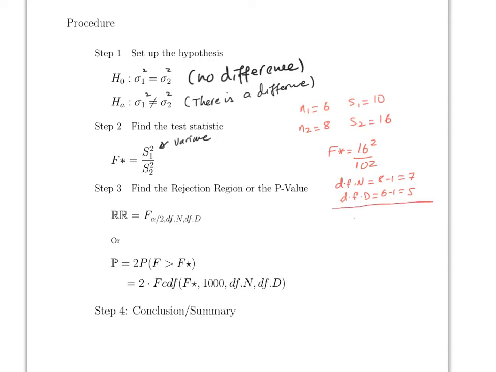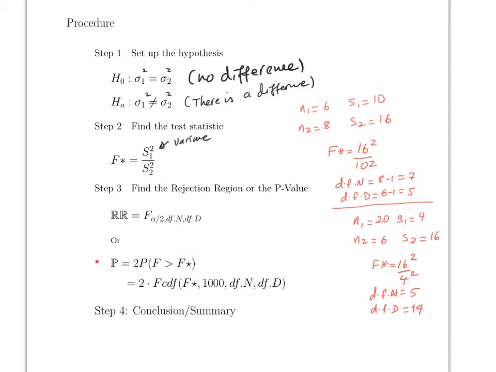Okay, let's say now you have this case. Let's say that N1 is equal to 20, S1 is equal to 4, N2 is equal to 6, and S2 is equal to 16. Again, you can see the biggest S is S2, so therefore F star is going to be 16 squared over 4 squared. But now the degrees of freedom for the numerator is still going to be this one, 6 minus 1, which will be 5. And the denominator is going to be 19. Okay? Then the rejection region is what I just showed you on the previous page.